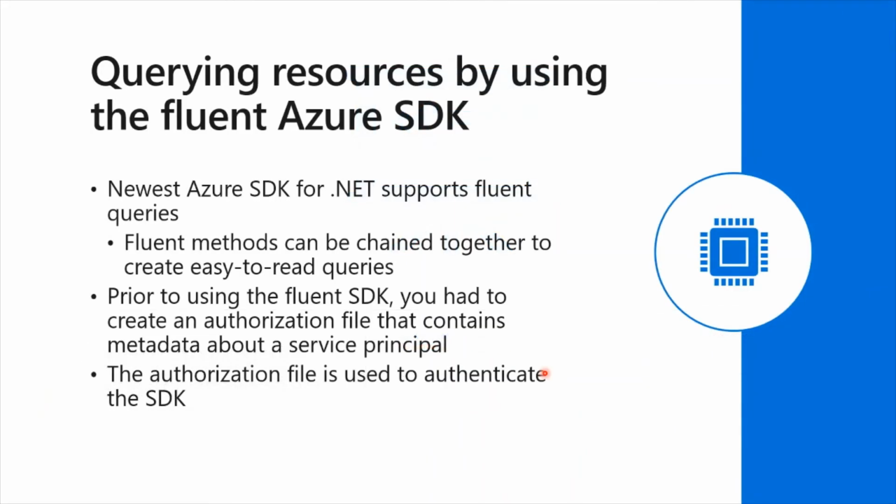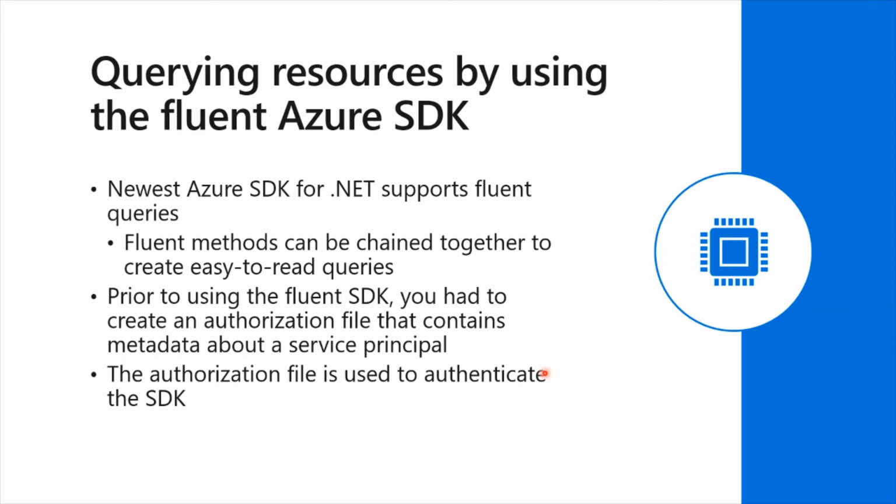Querying resources by using the Fluent Azure SDK. This is in a manner similar to how you use Azure CLI. You can use the Azure SDK to query resources in your subscription. The SDK may be a better option if you intend to find connection information for a specific application instance. For example, you might need to write code to get the IP address of a specific VM in your subscription. The newest Azure SDK for .NET supports Fluent queries. Fluent methods can be chained together to create easy to read queries.